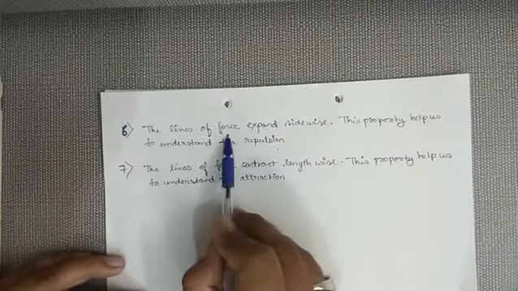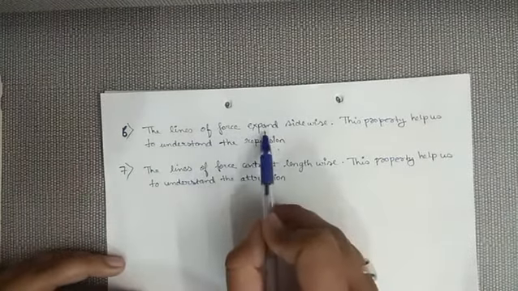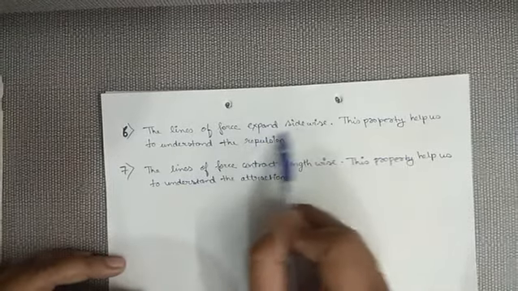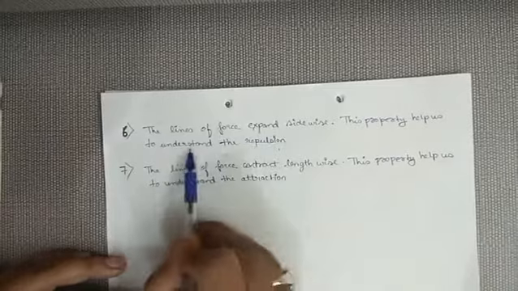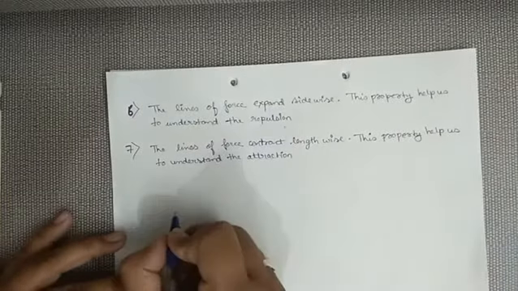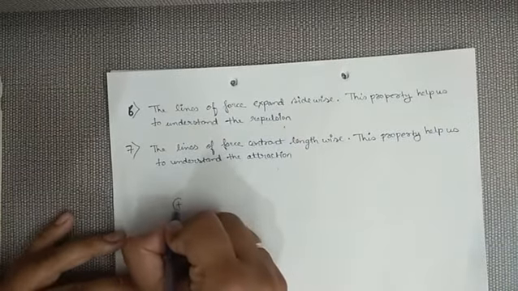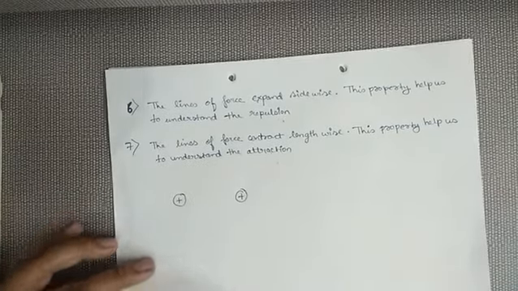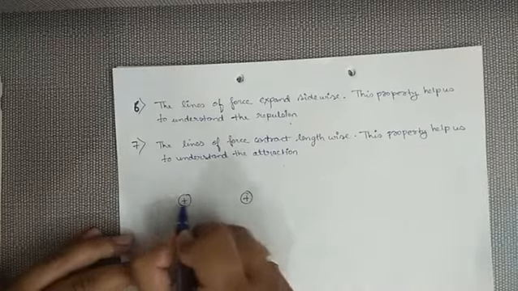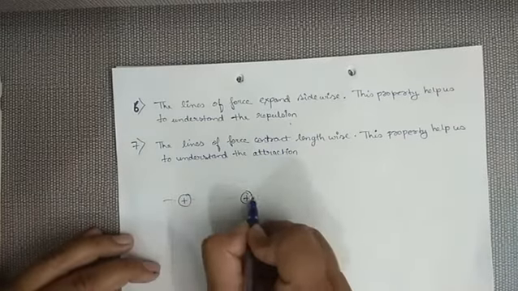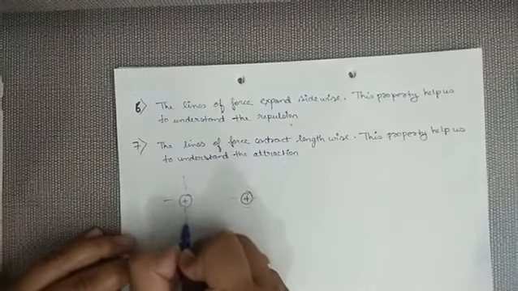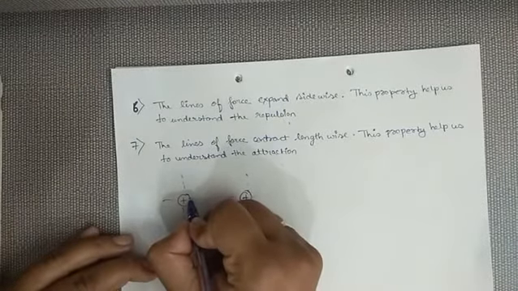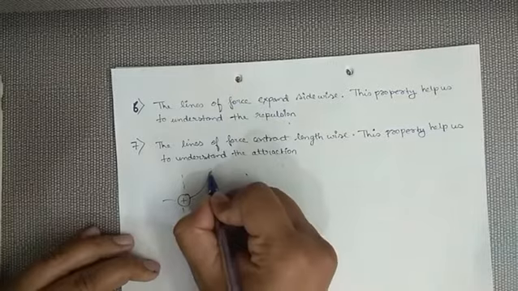The lines of force, that is electric field lines, expand sidewise, and because of this sidewise expansion, the charges get repelled. See in the figure, suppose this is a positive charge Q and this is also a positive charge Q. So this is a line joining the two charges, and if we draw the electric field lines, in this case the electric field lines will tend to repel.